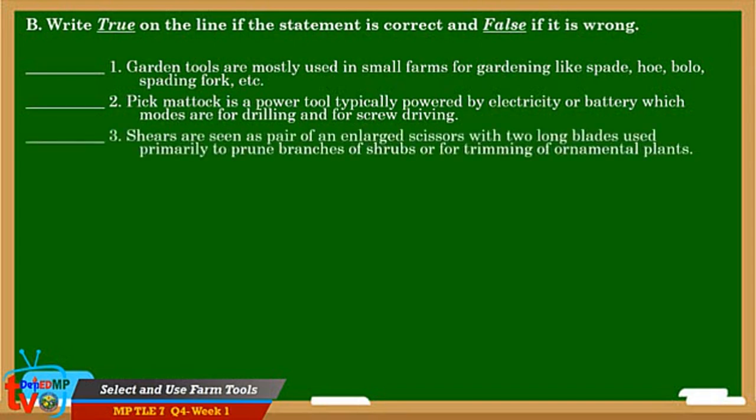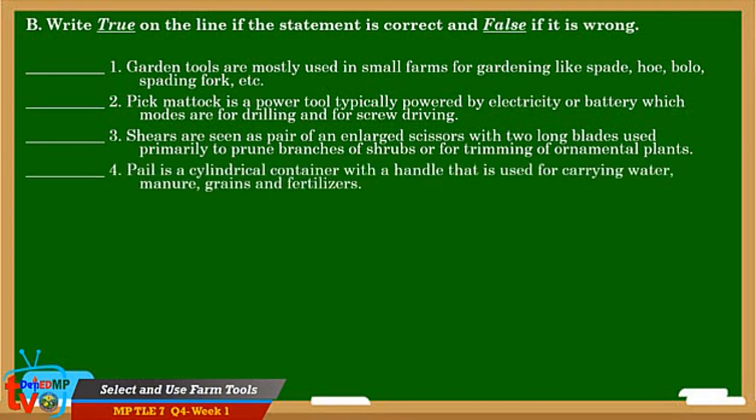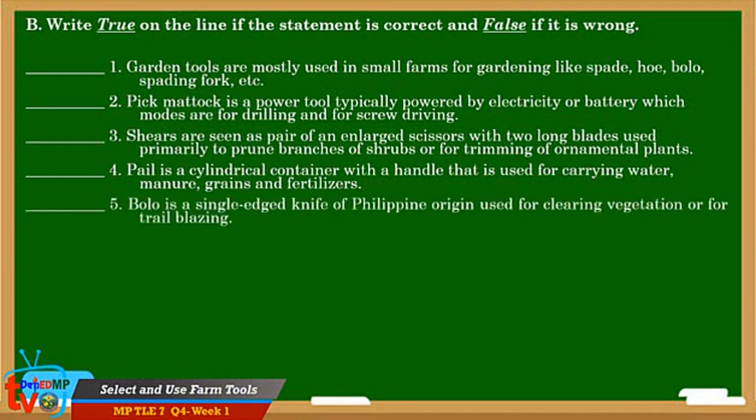Number 3. Shears are seen as pair of an enlarged scissors with 2 long blades used primarily to prune branches of shrubs or for trimming of ornamental plants. Number 4. Pail is a cylindrical container with a handle that is used for carrying water, manure, grains, and fertilizers. Number 5. Bolo is a single-edged knife of Philippine origin used for clearing vegetation or for trail blazing.